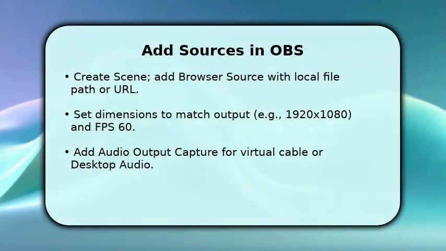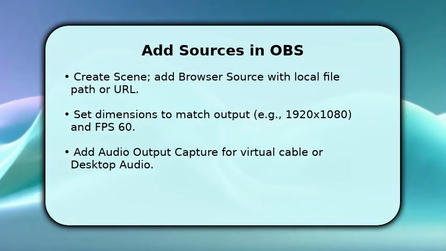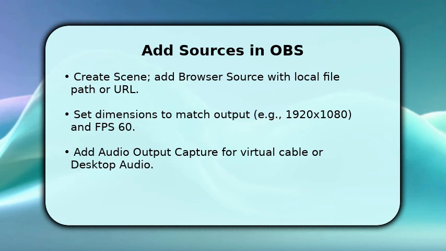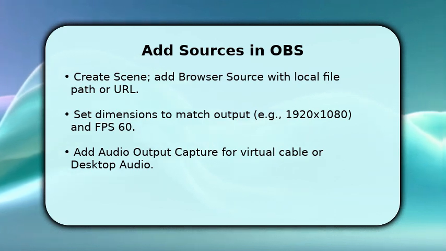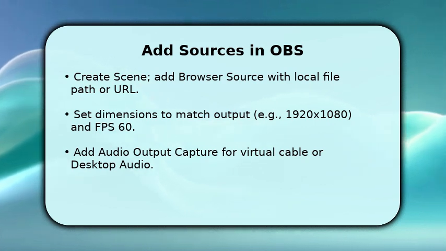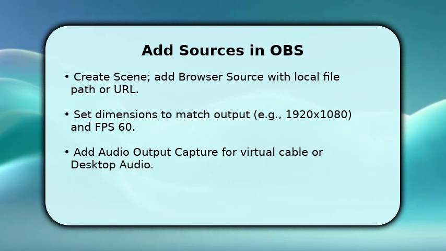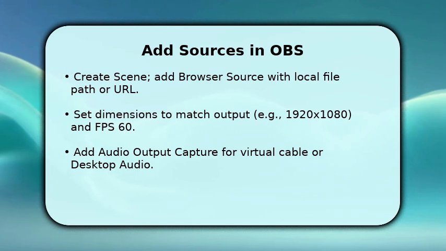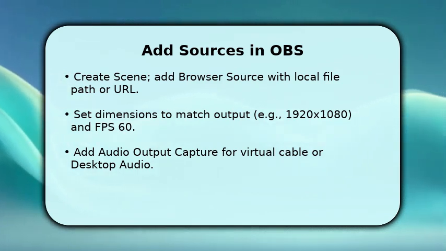You now add the Bongo cat to a dedicated OBS scene to keep things modular. Create a new scene, choose browser source, and point it to the local HTML file or hosted URL. This ensures exact visuals. Then set the width, height, and FPS to match your stream output, for example 1920x1080 at 60 FPS, so animations stay smooth.